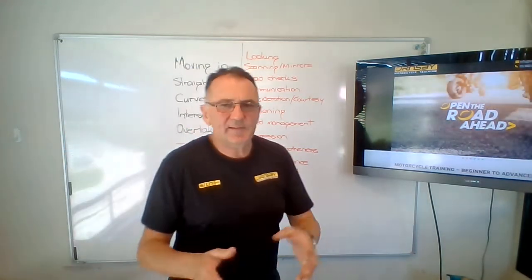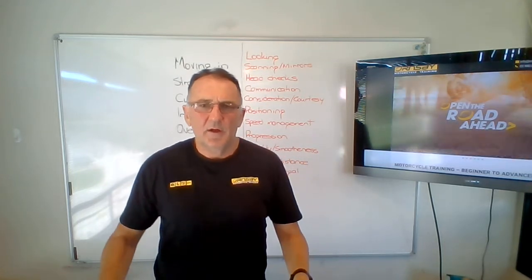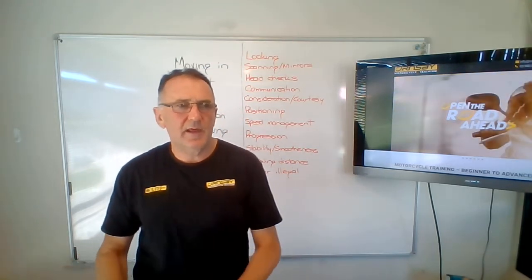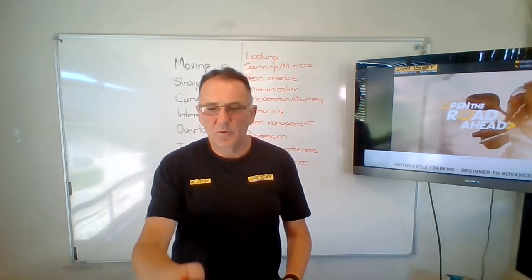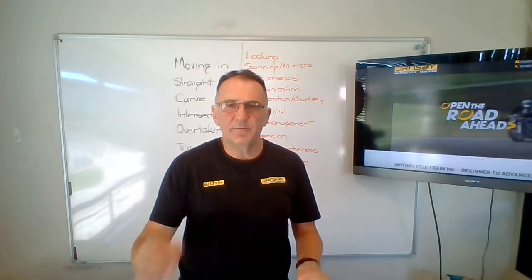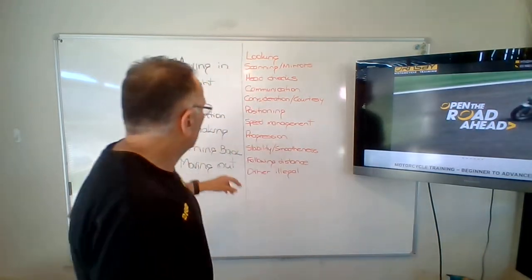Positioning. Now, positioning is where we put ourselves on the road to deal with various scenarios. So, in a car, if we're in a lane, pretty much we're in the middle of the lane. Well, on a motorbike, we can be out to the right of the lane, out to the left of the lane, or we can be right in the middle of the lane. And it very much depends on what's going on around us. We have to choose the best position relative to what's going on around us.